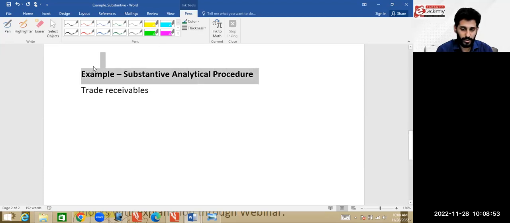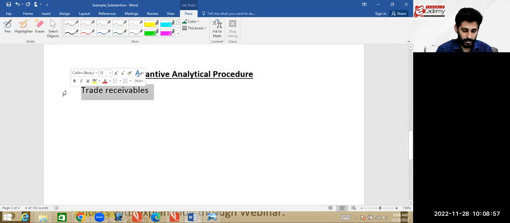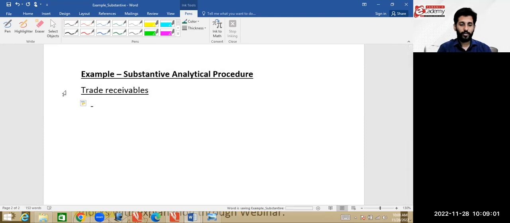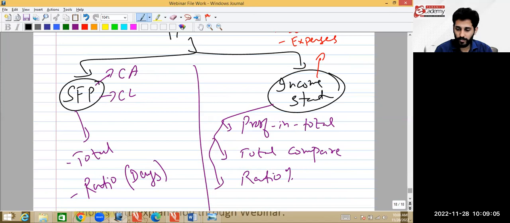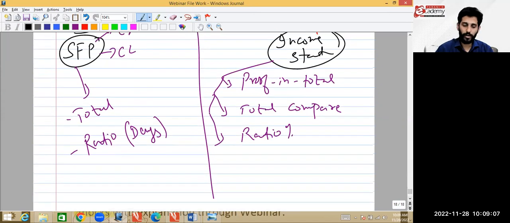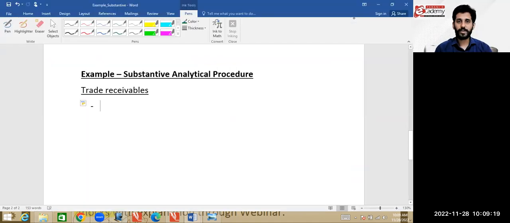Substantive analytical procedure, right? So if I'm talking about trade receivables, how will you draft the answer for the balance sheet item? You will be writing two substantive procedures: the total comparison and the ratios. Ratios which are covered in the days, that is the receivable collection period. So how will you be drafting your answer?